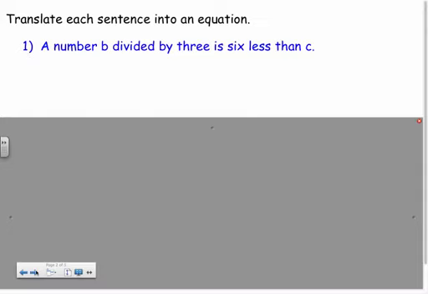Well, first thing we always want to look for in the equation is right here. This word is. Is always represents an equal sign. Okay, it might say is, or it also might say equals. Whenever you say is or equals, we know we got an equal sign. So I got to break this up. I got the left side of the equal sign and the right side of the equal sign. Well, the left side says a number b, so b, divided by 3.